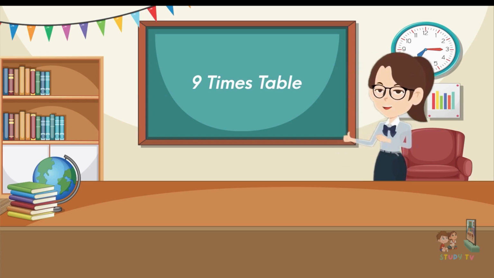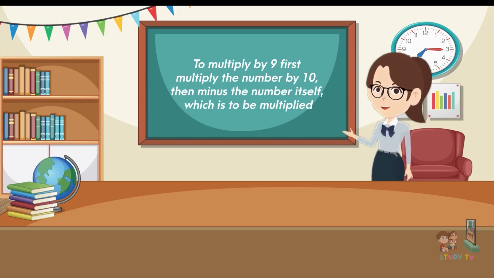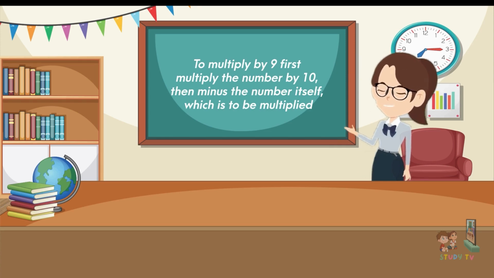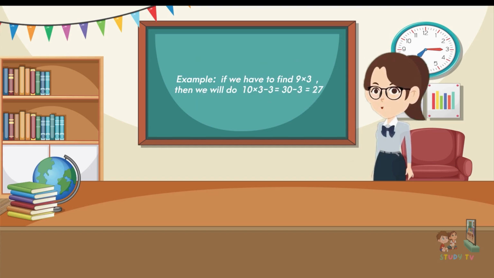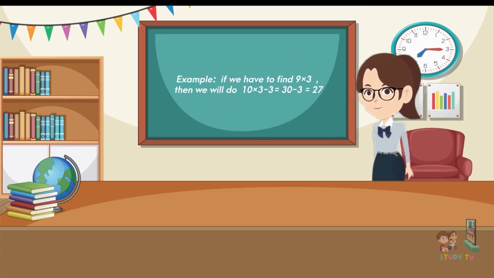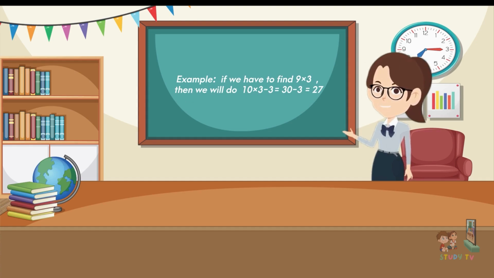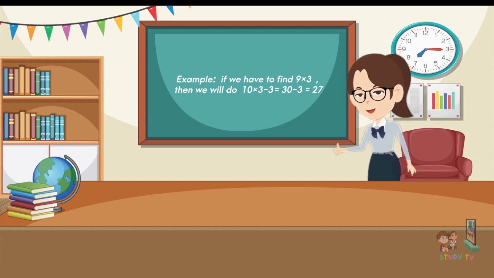9 times table. To multiply by 9, first multiply the number by 10, then minus the number itself which is to be multiplied. Example: if we have to find 9 into 3, then we will do 10 into 3 minus 3 is equal to 30 minus 3 is equal to 27.